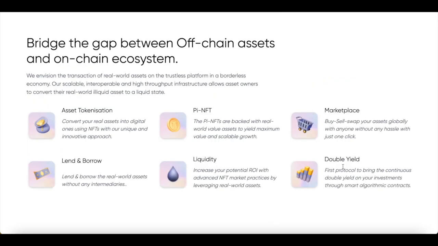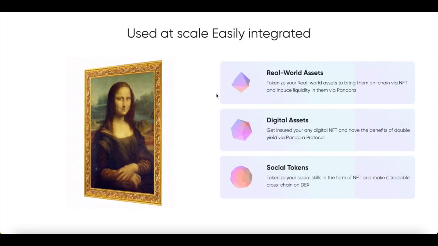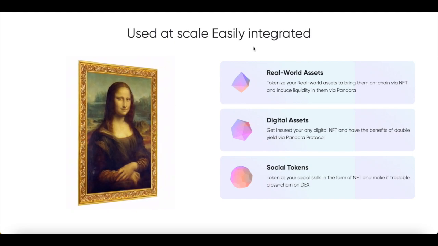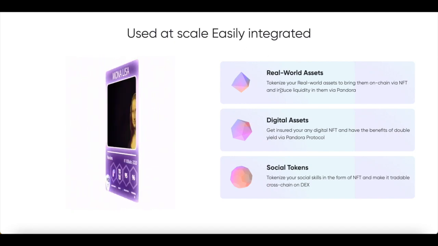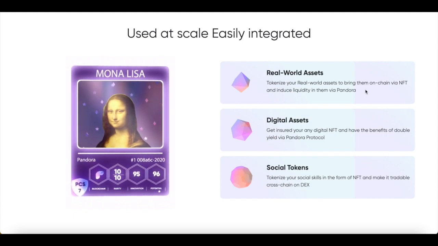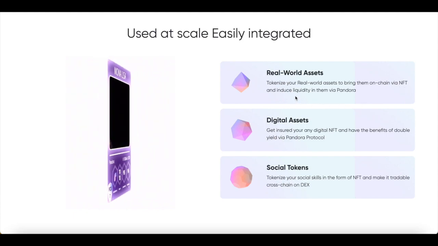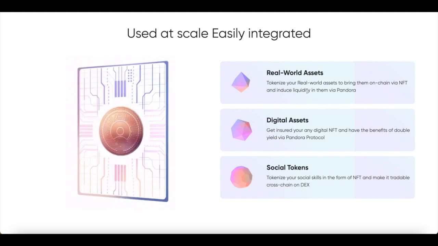Double yield. Now, this is interesting. First protocol to bring the continuous double yield on your investment through smart algorithmic contract. If this is true, wow, this is going to change a lot of things because it's a double yield system. Used at scale, easily integrated. So real-world assets: tokenize your real-world assets, bring them on-chain via NFT, and introduce liquidity in them via Pandora.